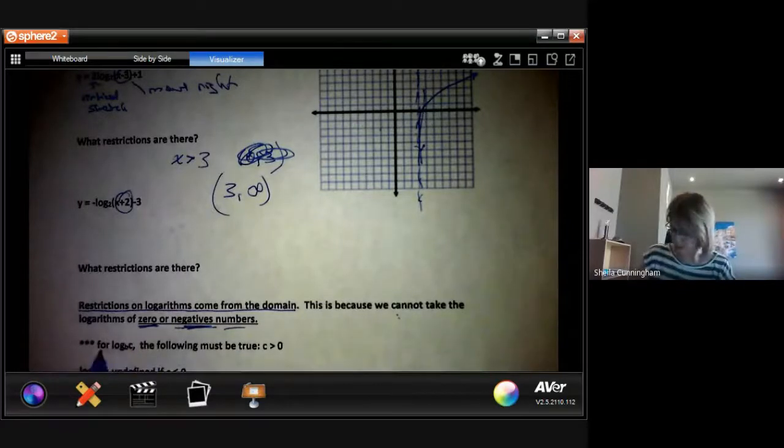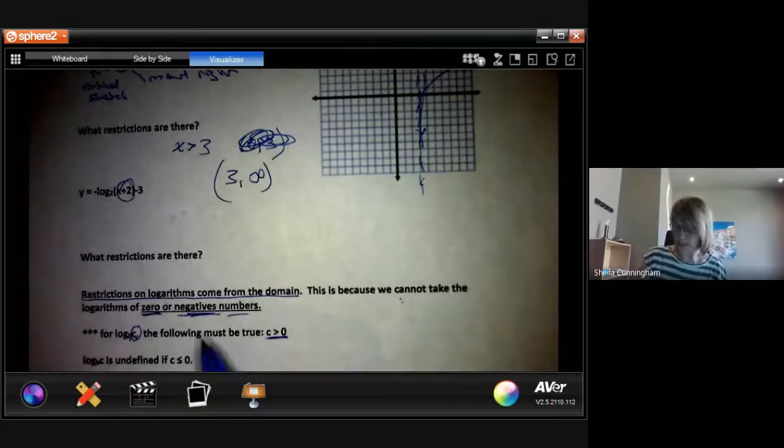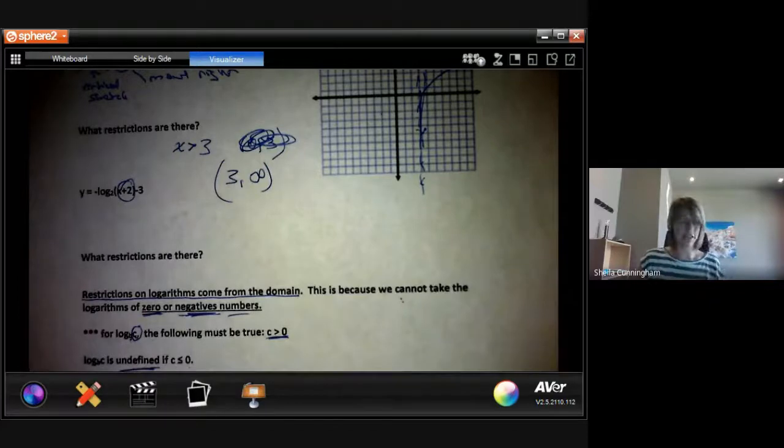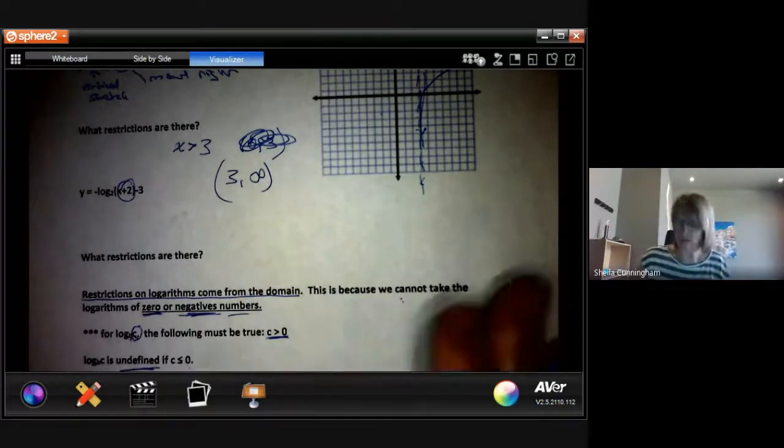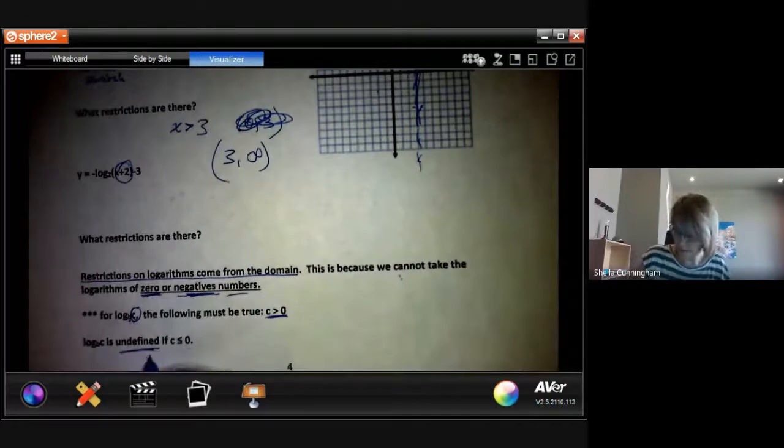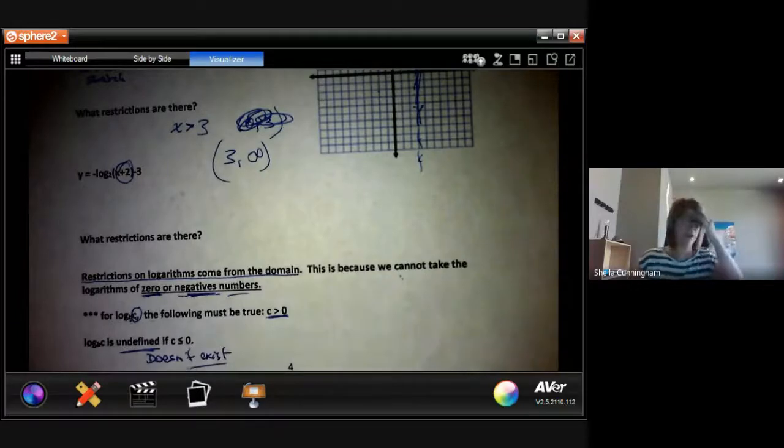So that means when we look at a logarithm with a base of whatever value, in this case b, c must always be greater than 0. Whatever we have in there has to be greater than 0. If it's less than or equal to 0, then we've got an undefined situation, because it doesn't exist. Undefined in this case means that it doesn't exist. Okay, questions on that?